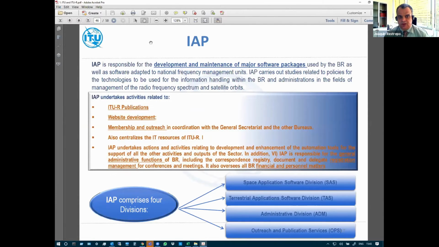We have this department that supports all these activities, the Informatics, Administration and Publications Department, responsible for ITU-R publications, website development, membership and outreach.